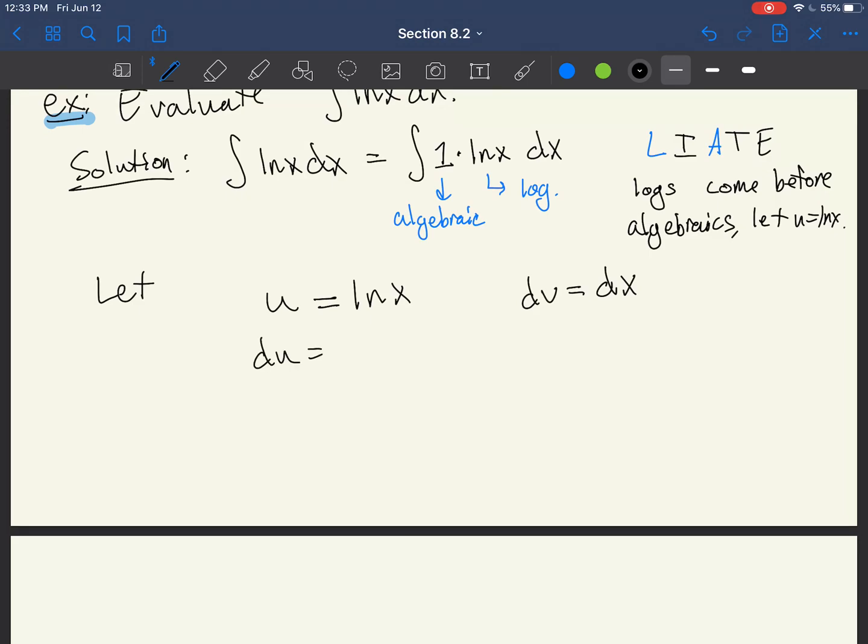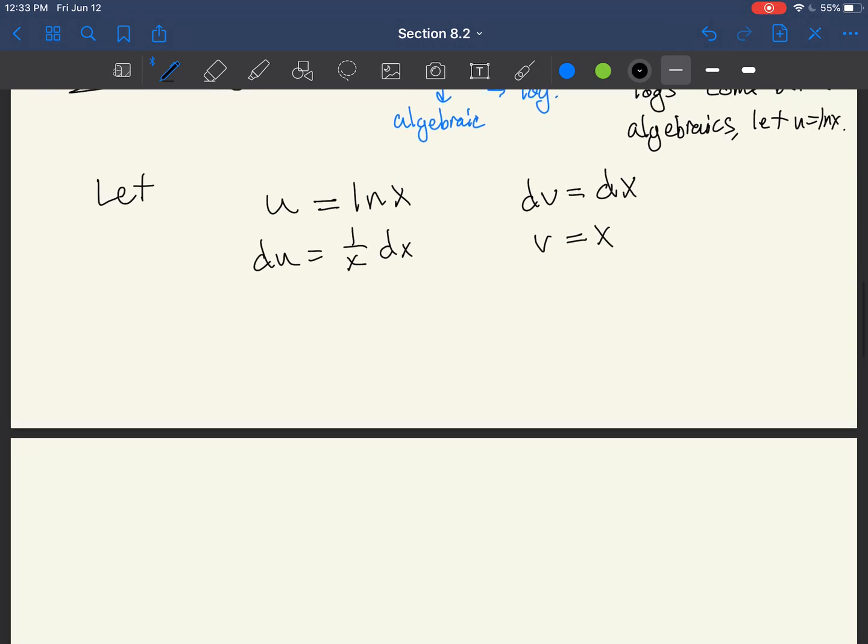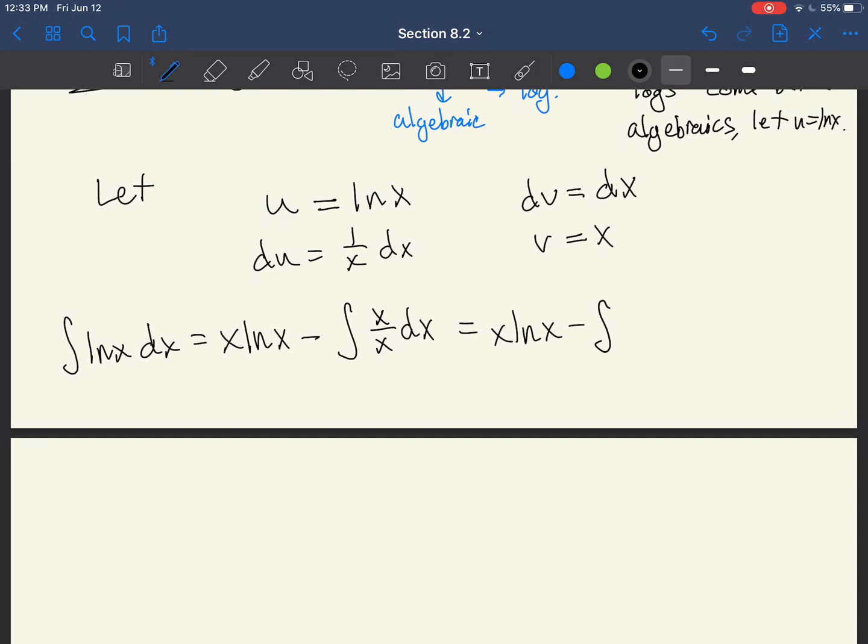Okay, differentiate u, you get 1 over x dx. Integrate dv, you get v equals x. And then you have the integral of natural log of x dx is uv, which is x natural log of x, minus the integral of v du, which is x over x dx. Well, that is exactly x natural log of x minus the integral of dx, which is x natural log of x minus x plus c.